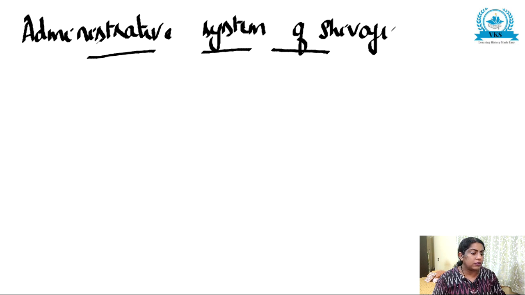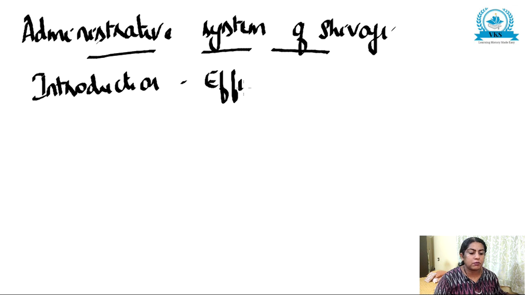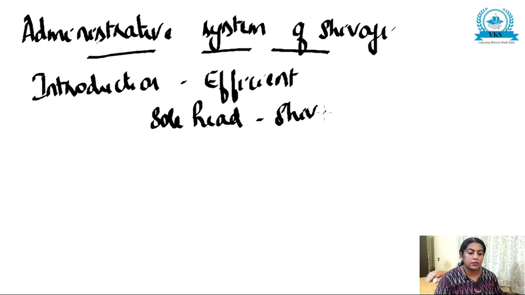So regarding the administrative system of Shivaji, Shivaji organized the administration on an efficient line. So as an introduction for the answer, you can write that Shivaji had a very efficient system of administration. He organized the administration on a very efficient line. He was the sole head of the government and all the authorities were concentrated on him.